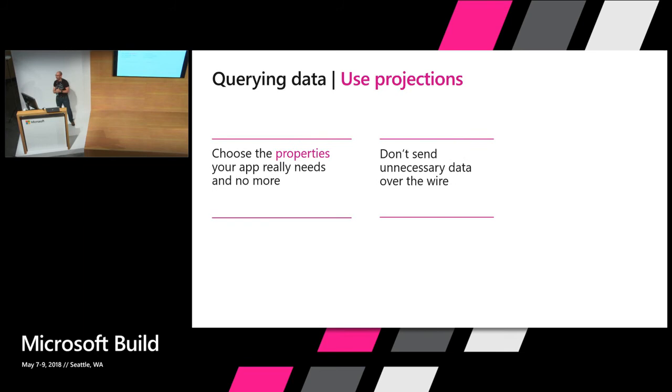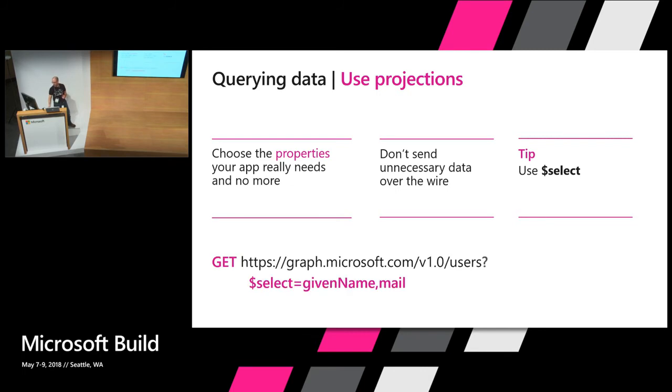So the first tip here is using projection. In this case, imagine you've got a table. Here you're basically selecting the columns of the table. So choose the properties that apply to your app, and don't send unnecessary data over the wire. You're going to see that's a bit of a recurring theme. In order to do that, in Microsoft Graph, you use a $select query parameter. And here you can see it in action for the user entity, selecting given name and email.